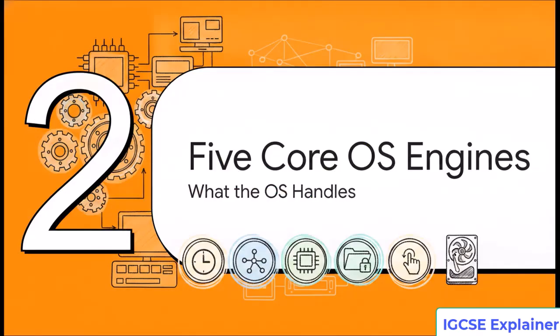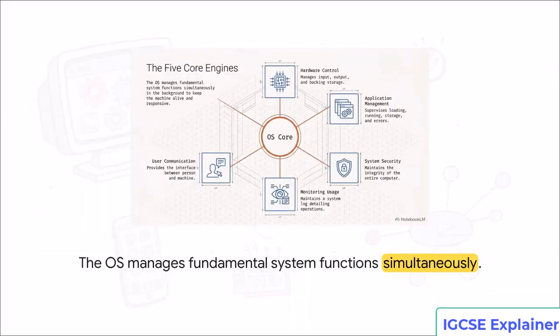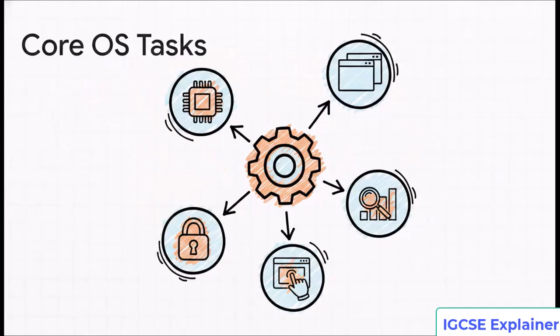Section 2, 5 core OS engines. Now, the OS is basically a bustling central hub. It's not just running one simple linear program, it is simultaneously juggling multiple, highly complex tasks in real time just to keep the machine stable, alive, and actually responsive to your next command. Let's rapidly break down these 5 core engines.